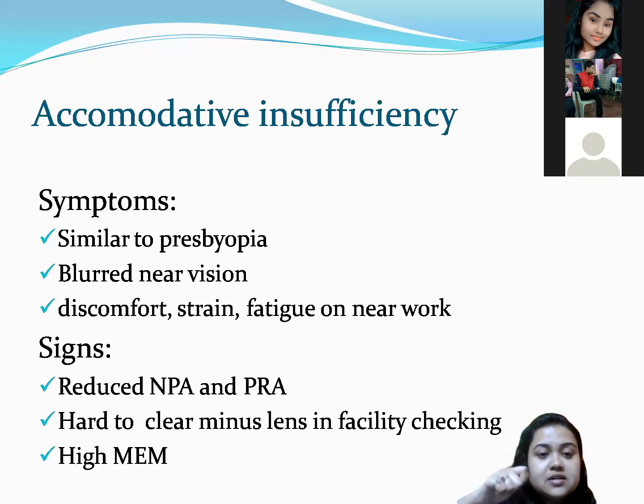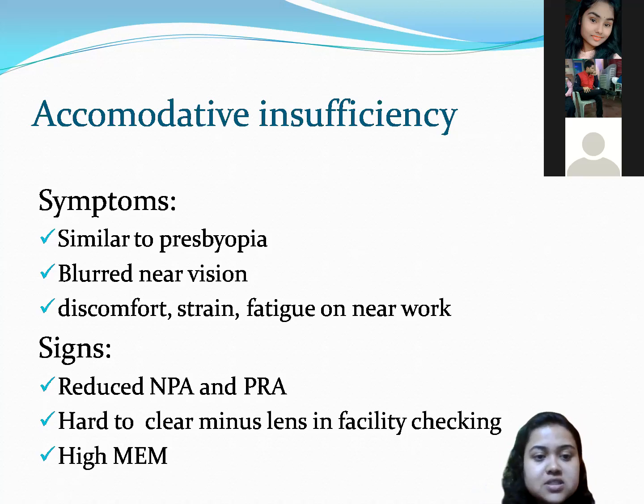When it gets clear, you quickly flip it. Then the minus 1.5 comes in front of your eyes. He will also see the blur and he will try to make it clear. So a complete one cycle is that when the patient can clear both the plus lenses and the minus lenses.